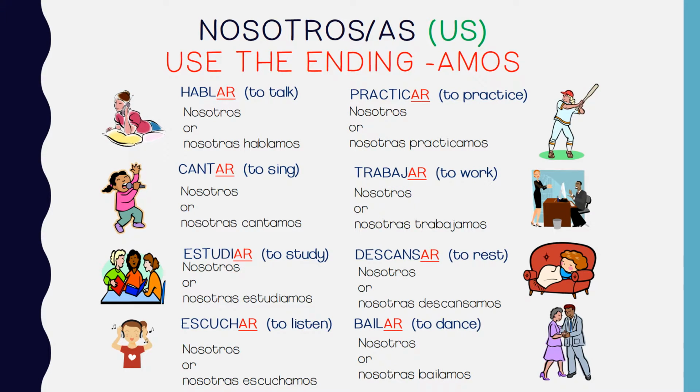For the nosotros and nosotras form, which means us, we use the ending AMOS, amos. So for hablar, we take off AR, we replace it for amos, and now we have hablamos. Nosotros hablamos or nosotras hablamos. We talk.